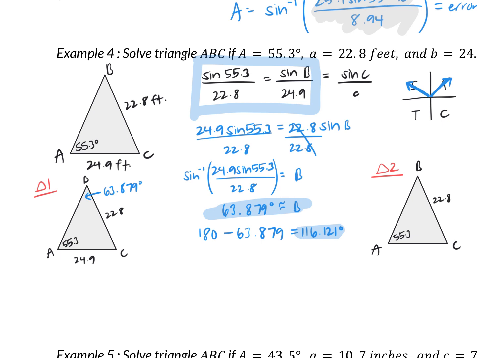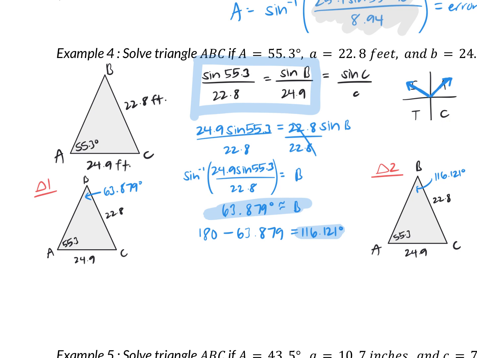And if I was on Notability, I could just copy and paste all of this, but Explain Everything is just not as superior. Oops. 116.121. Okay, are we okay with those two triangles?